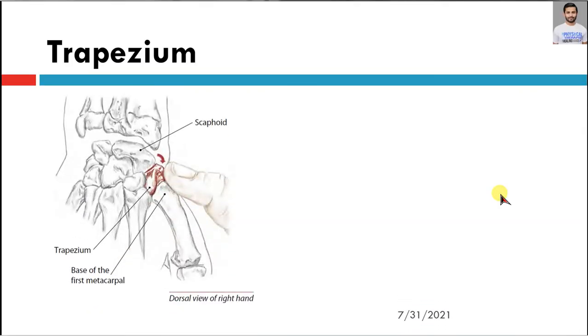The trapezium is again distal to the scaphoid. So the scaphoid is the first bone and the trapezium is the second bone, and it comes into contact with the base of the first metacarpal. So if you keep on moving the metacarpal of the first finger, or thumb, let's say, you can easily differentiate between the trapezium and the metacarpal.